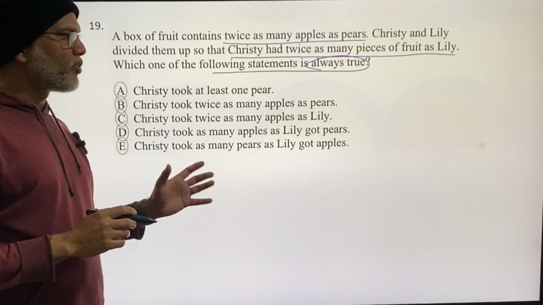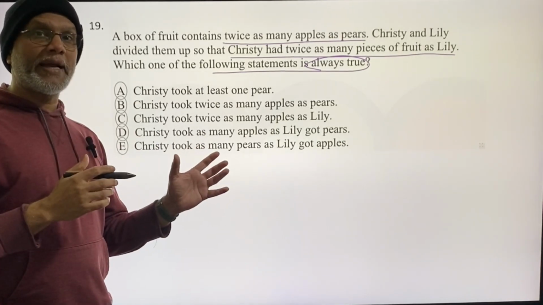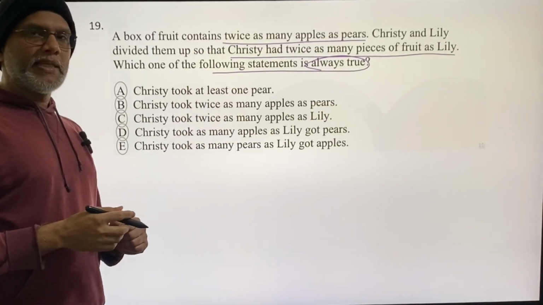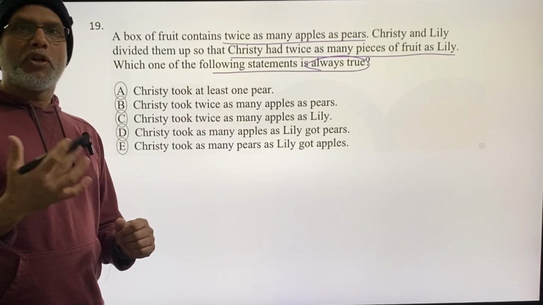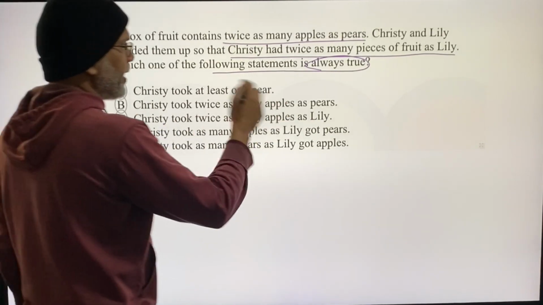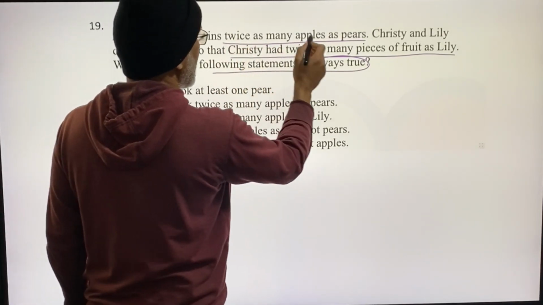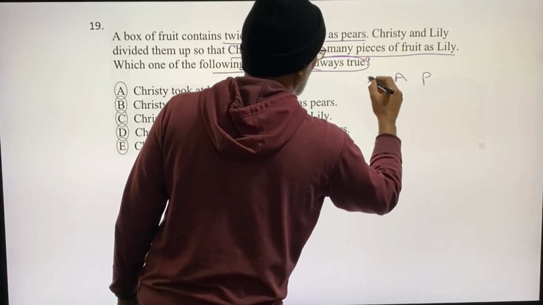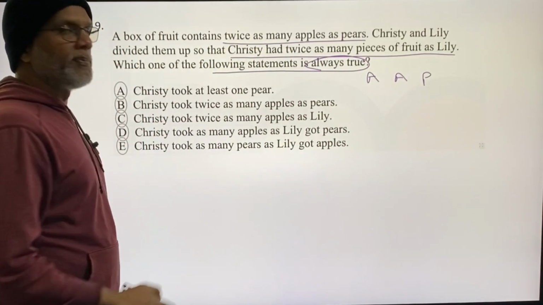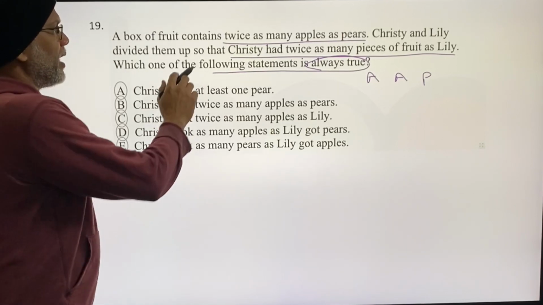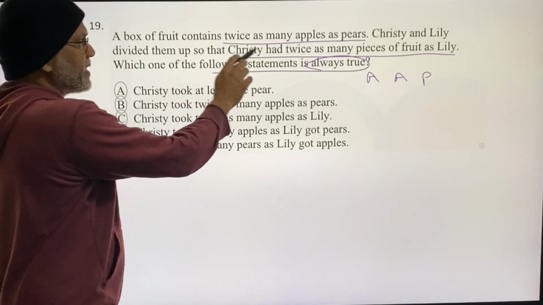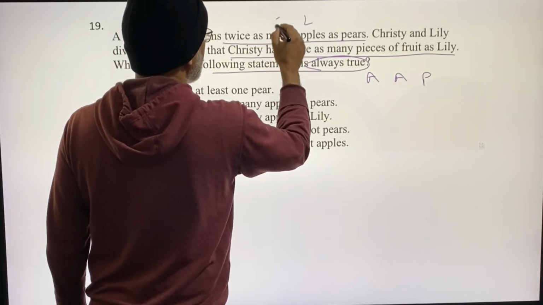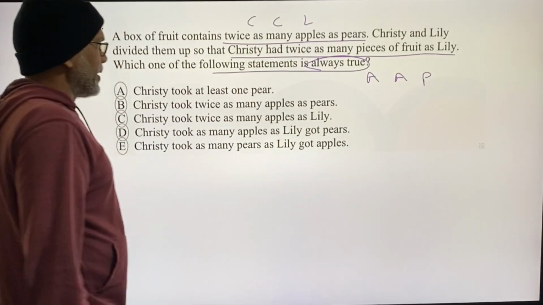This is one of those problems where, if you use algebra, it makes it unnecessarily complicated. So I will try to solve this using a simple example, not using algebra. The first condition is twice as many apples as pears. So if there is one pear, there have to be 2 apples, right? It's a very simple example. Now the other condition is Christy had twice as many pieces of fruit as Lily. So if Lily gets one part, Christy has to get 2 parts, right?